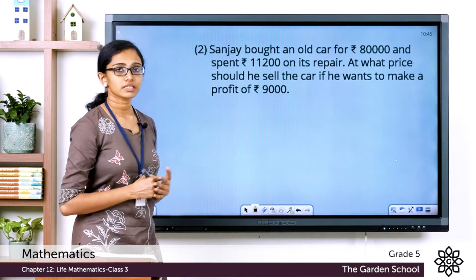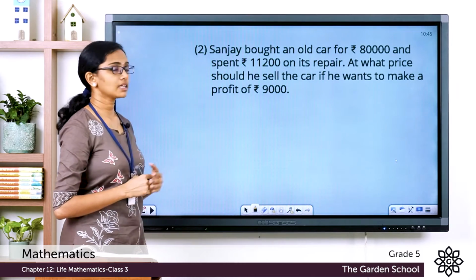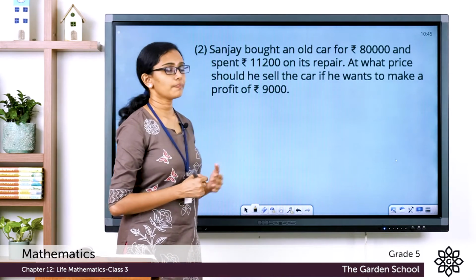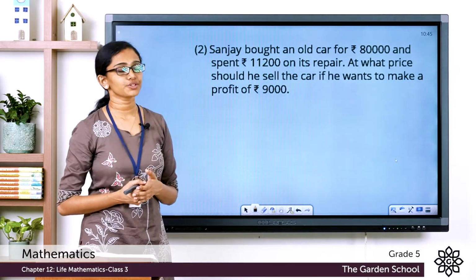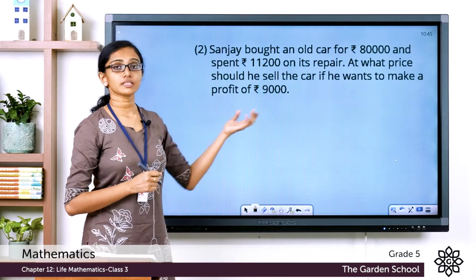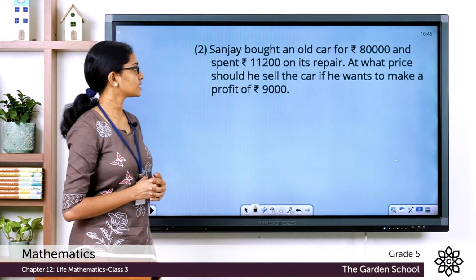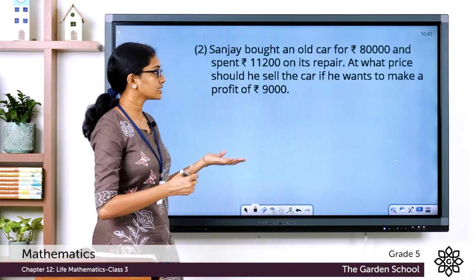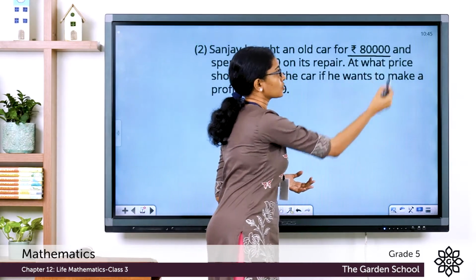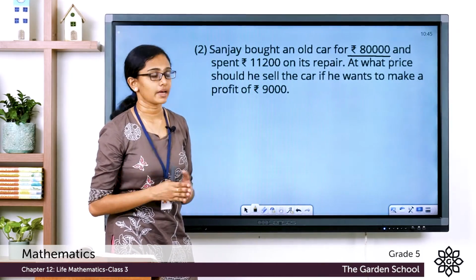Sanjay bought an old car for rupees 80,000 and spent 11,200 on its repair. At what price should he sell the car if he wants to make a profit of rupees 9,000? So let's see what all data are mentioned in the question. So Sanjay bought an old car. So the buying price, or the cost price, is rupees 80,000, and he spent some amount on its repair. How much?